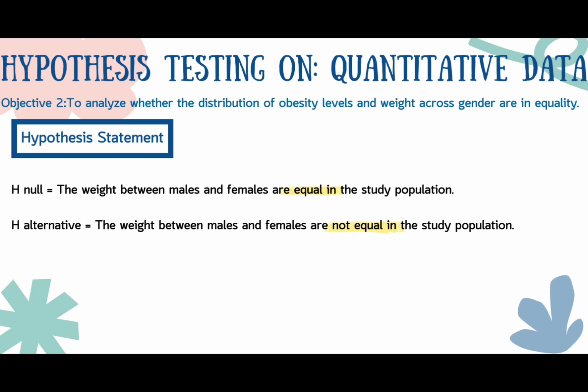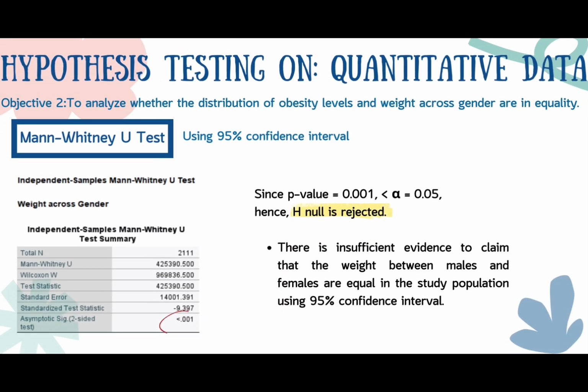The null hypothesis is the weight between males and females are equal in the study population, while the alternative hypothesis is the weight between males and females are not equal in the study population. By using the Mann-Whitney test with 95% confidence interval, since the p-value is 0.001, which is smaller than the alpha value, 0.05, hence, null hypothesis is rejected, there is insufficient evidence to claim that the weight between males and females are equal in the study population.